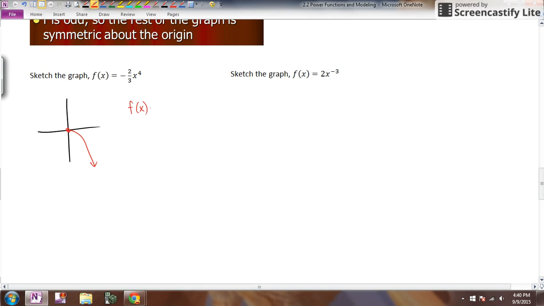Remember what you do for even and odds. You always plug in the negative x value. So what would I get? I would get negative 2/3 times negative x to the 4th. And if it comes out exactly the same, it's even. And if it comes out exactly opposite, it's odd.